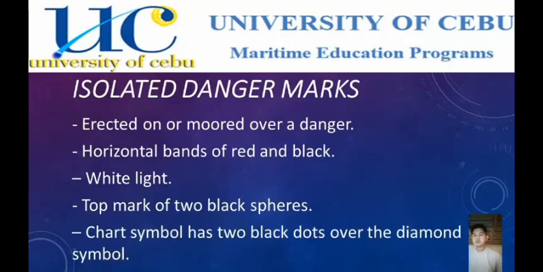Isolated danger marks, erected on or moored over a danger: horizontal bands of red and black. White light, top mark of 2 black spheres. Chart symbol has 2 black dots over the diamond symbol.